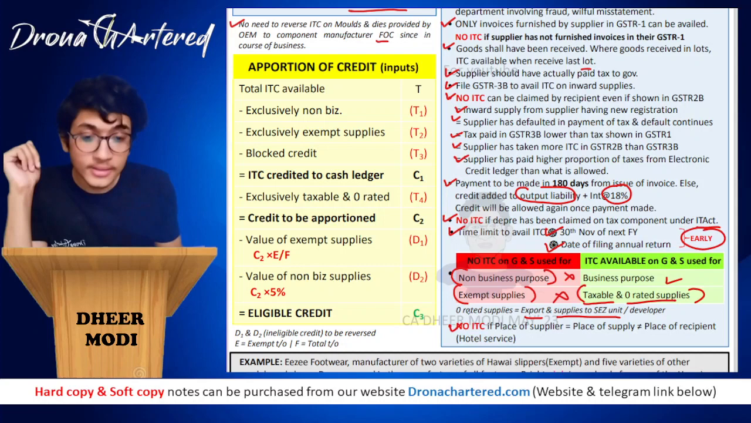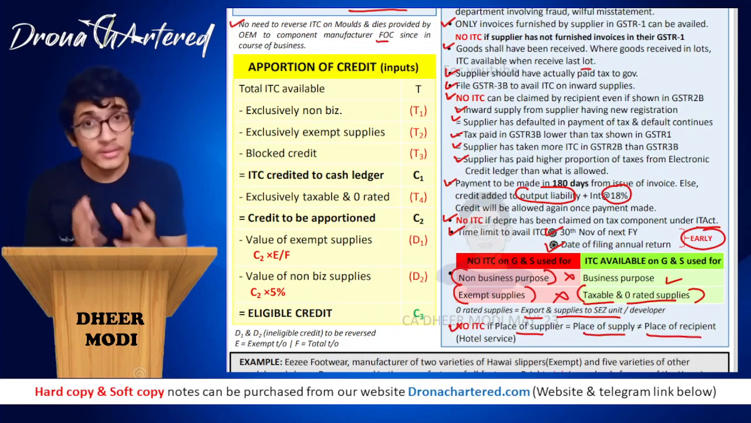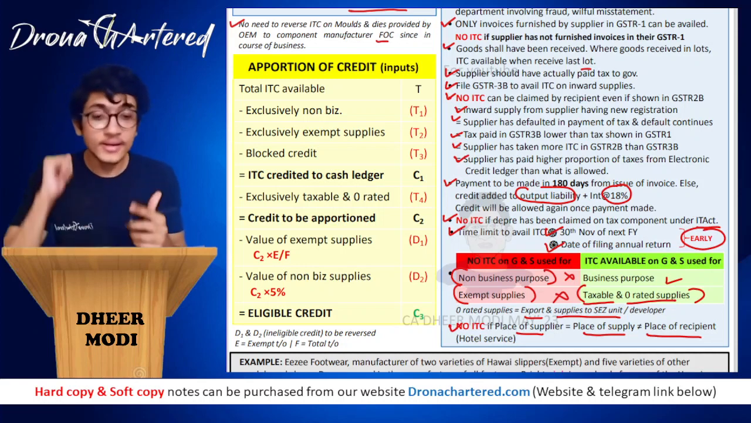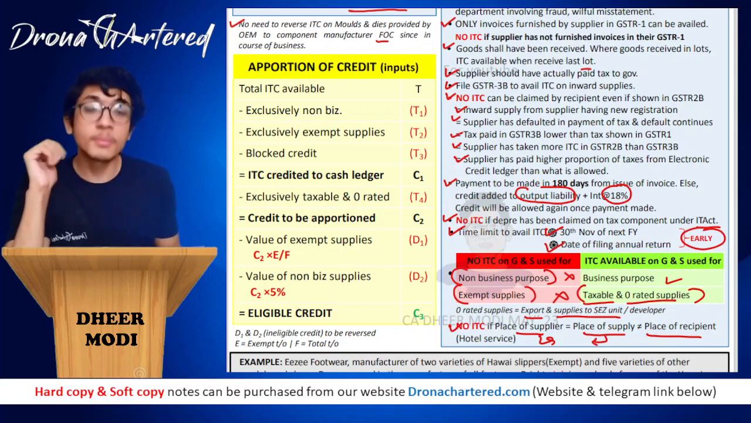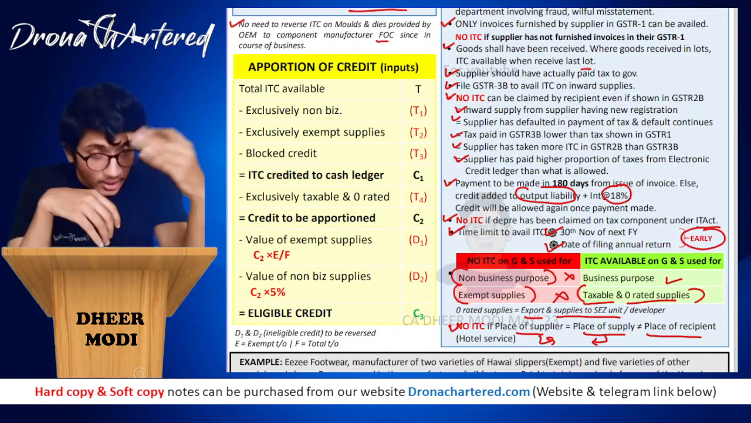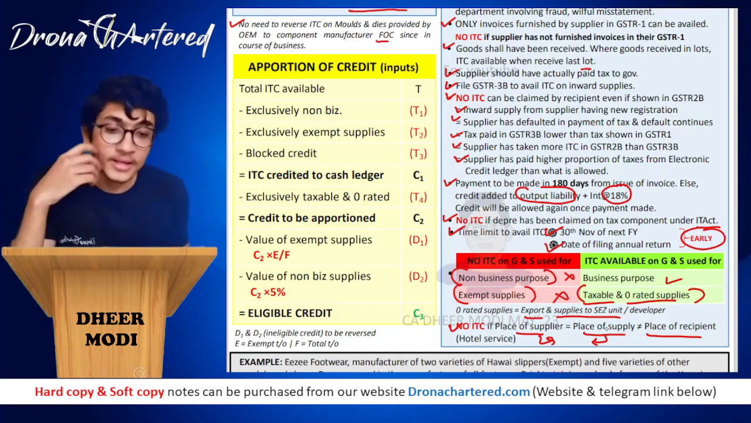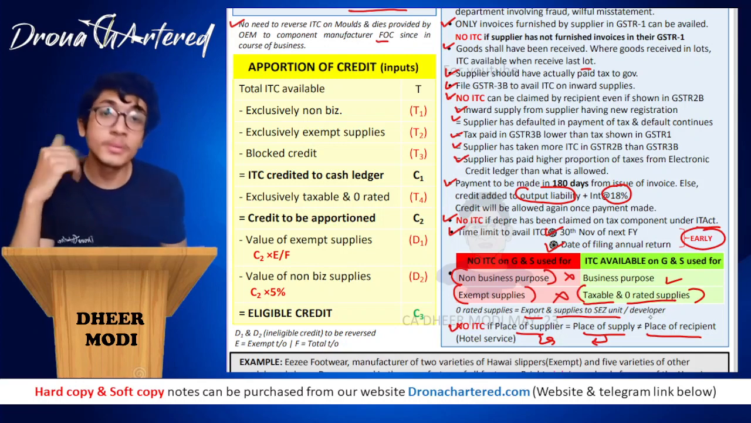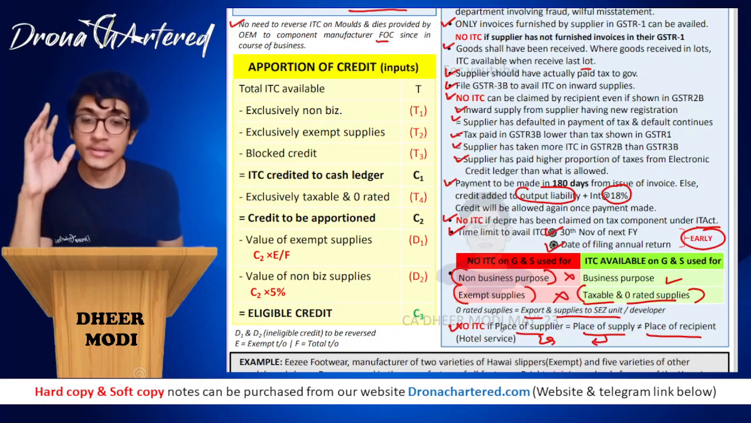And your last part is no ITC if the place of supply is different from the place of recipient. So this is your hotel service. When you solve the question, you will understand that in such a case, your place of supplier and your place of supply is the same, but the place of recipient is not the same. So for example, someone from Delhi comes to Bombay and stays in a hotel. Now in such a case, your place of supplier and place of supply is Bombay, but your place of recipient is in a different state. So therefore, in this case, you will not be receiving ITC.